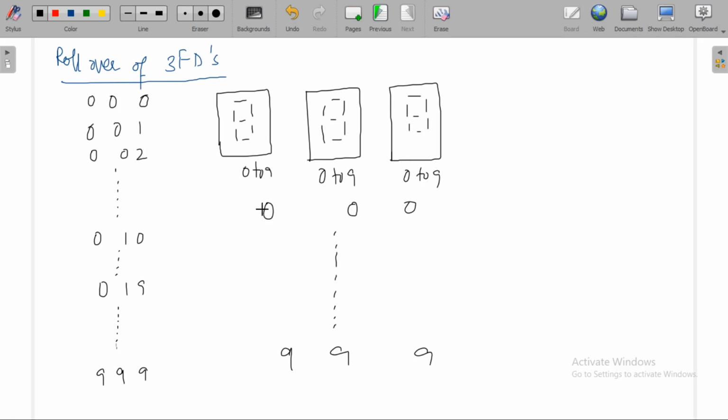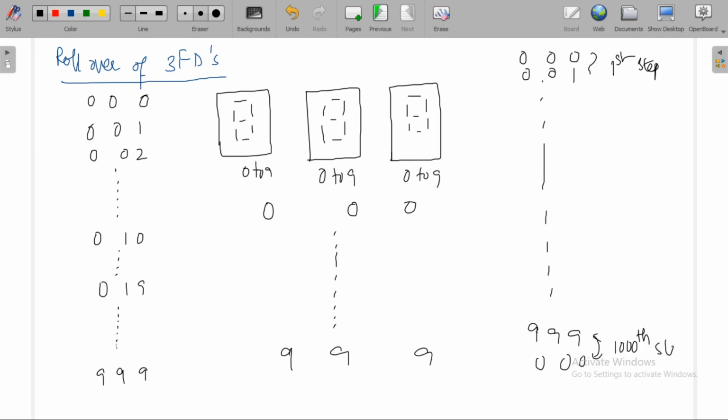This will display from 0 to 9. This also displays from 0 to 9, like this. Then the number of counts will be from 000 to 999. 001 is the first count, first step. Number of steps are number of counts. Likewise, from 999 to 000 will be the thousandth step. That is, the total number of counts will be 1000.